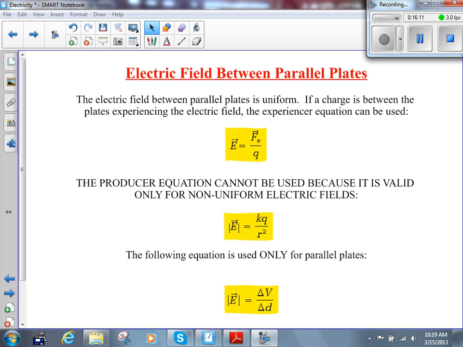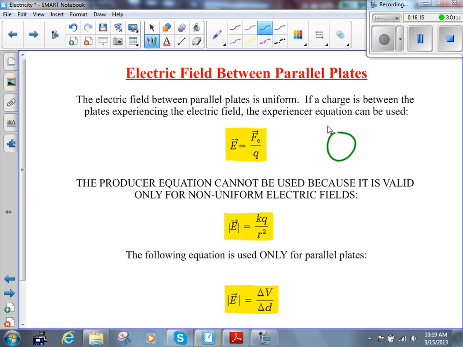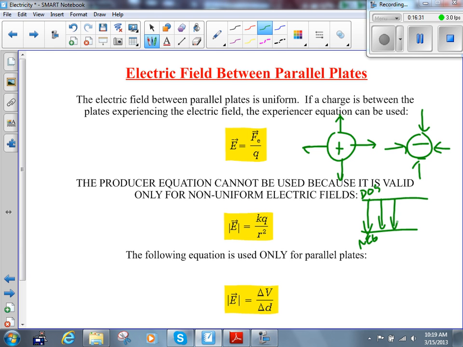Well, if you remember from our diagrams that we drew several days ago, this would be a non-uniform field. This would be a non-uniform field. We get a uniform field whenever we have two charged parallel plates. Top plate is positive, let's say, bottom plate is negative. The field that acts in between those two plates is a uniform field. It's the same everywhere between those plates. That's what we're talking about here now.